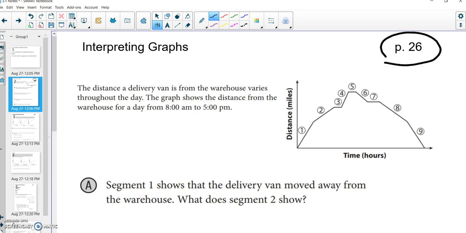So our question is here, the distance a delivery van is from a warehouse varies throughout the day. The graph shows the distance from the warehouse for a day from 8 a.m. to 5 p.m. So we're talking about the distance, we're talking about a van driving, and we're going from 8 a.m.